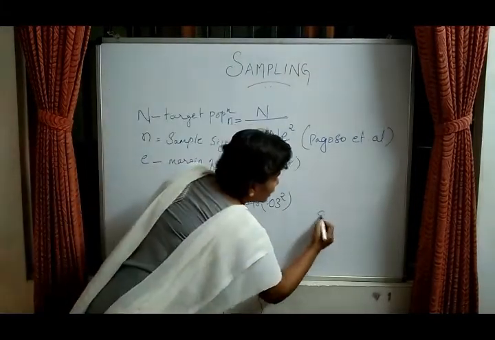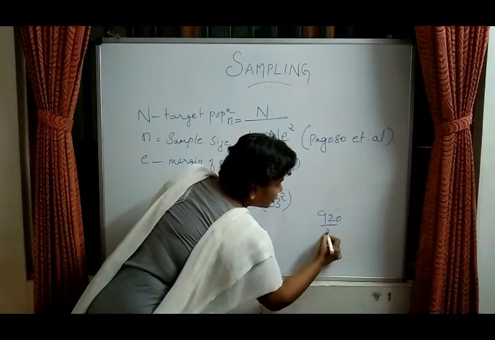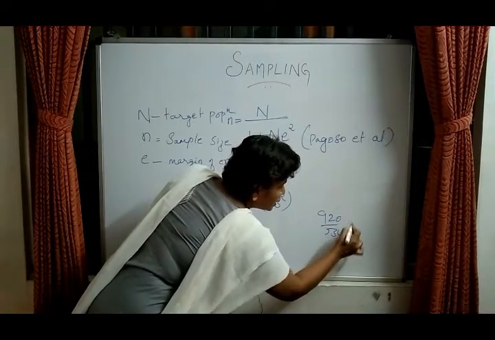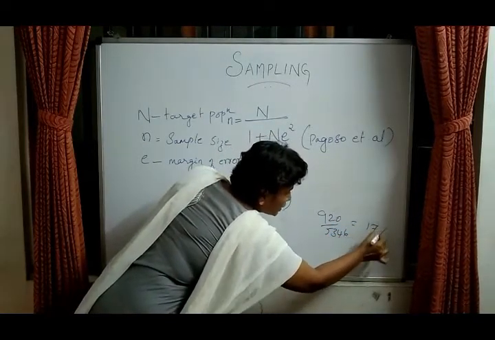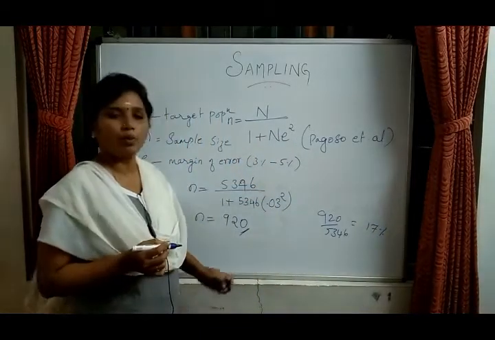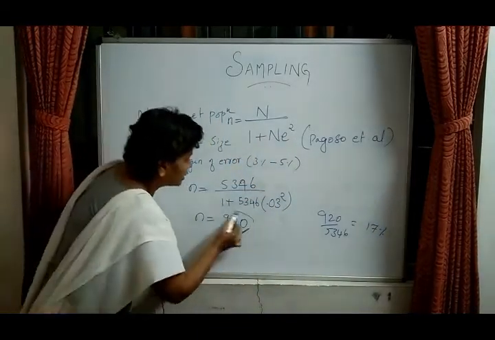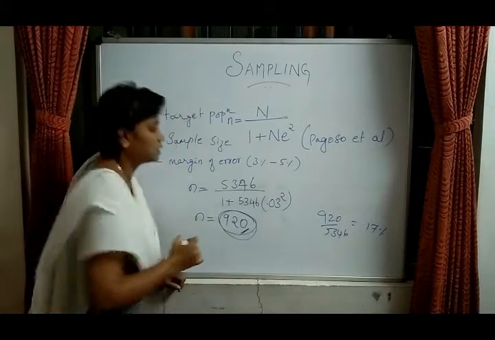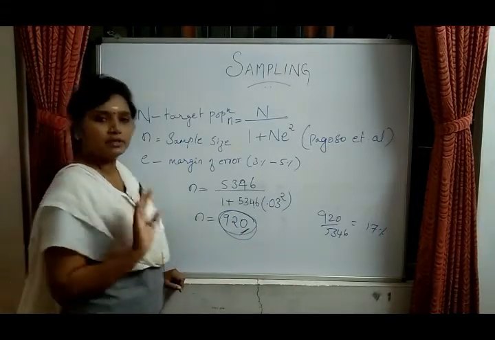So 920 divided by 5346, we will be getting a 17% sample proportion. Okay, so you need this, how we are determining the sample size.